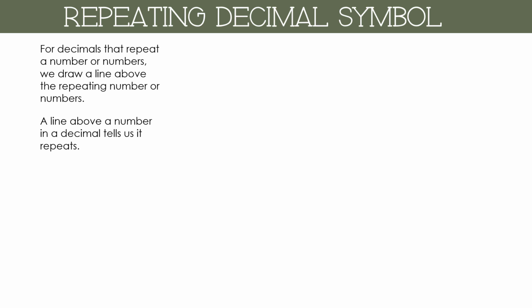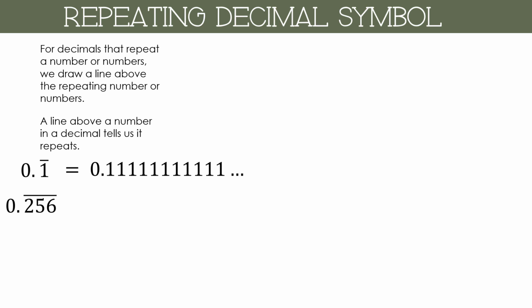Let's look at an example. 0.1 with a line over it. Well, since the line is only over the 1, the 1 is the only one that repeats. Yeah, kind of funny, I know. But it would look like this. 0.111111 and 3 dots, which remember means it goes on forever.